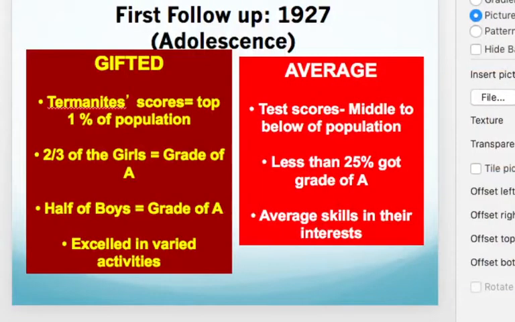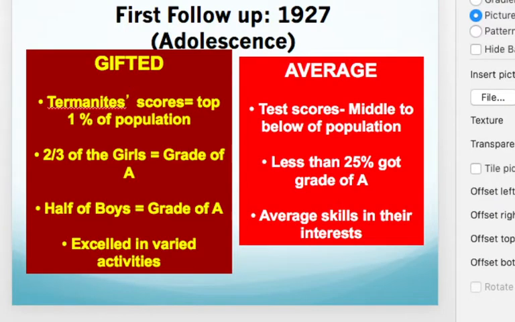So, what happened? After Terman got those information during the time that these people were just kids, nagpalipas siya ng oras hanggang sa yung mga batang ito ay naging teenagers na, naging adolescents na. So that happened in 1927. So anong pinagkaiba ng mga gifted sa mga average kids in terms of their development?